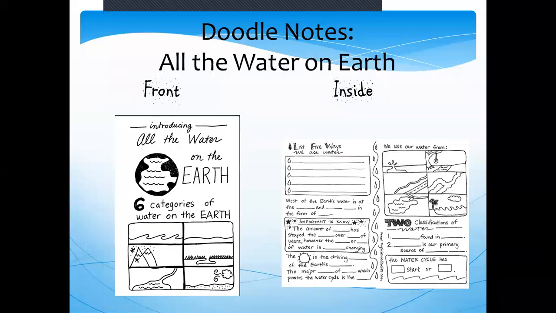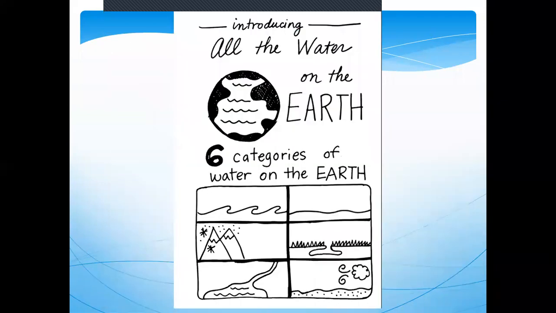Okay, guys, let's get the second part knocked out. We're going to take a look at all the water on the earth. Now, this is not completely comprehensive, but it will get you some good basics. So make sure you're on the front cover once this is folded in half, when it says introducing all the water on the earth. And we're going to look at 6 categories of water on the earth.